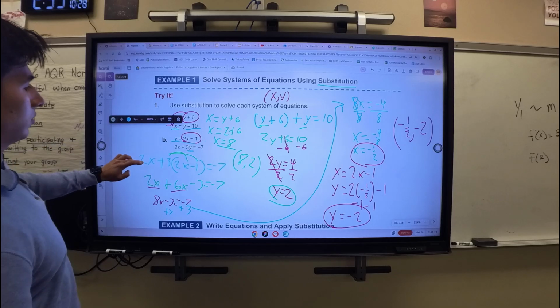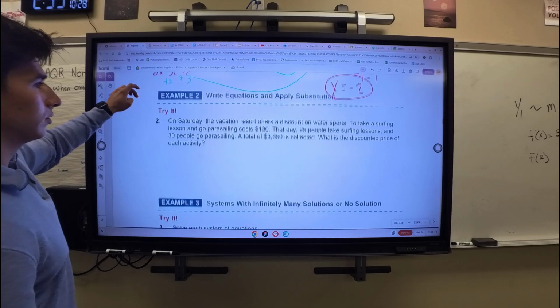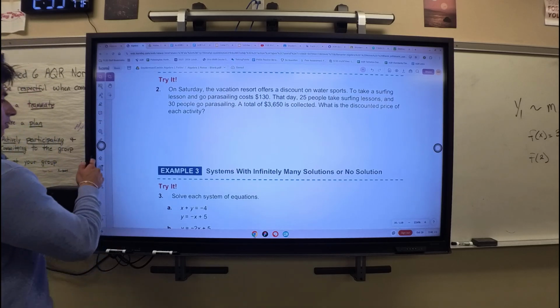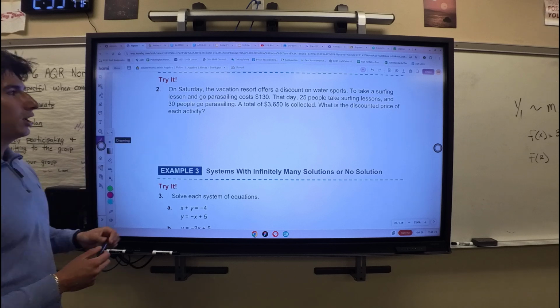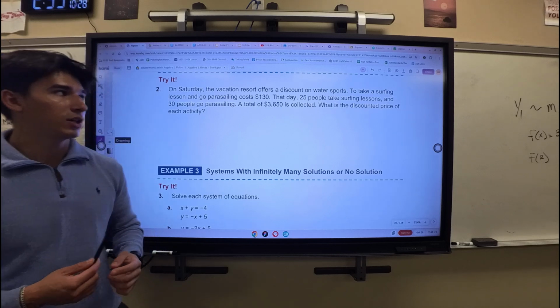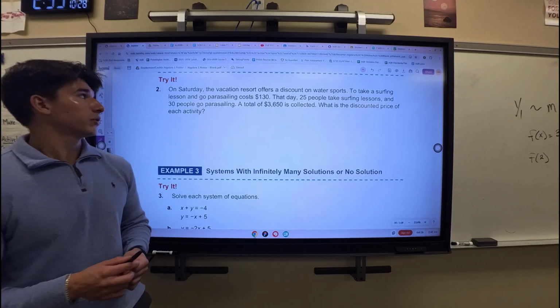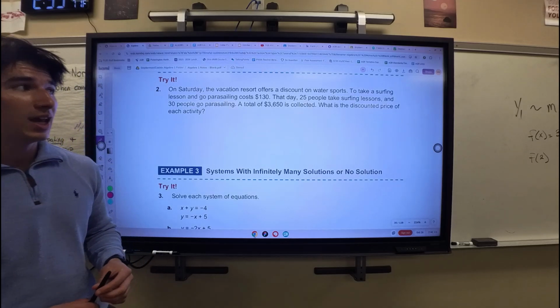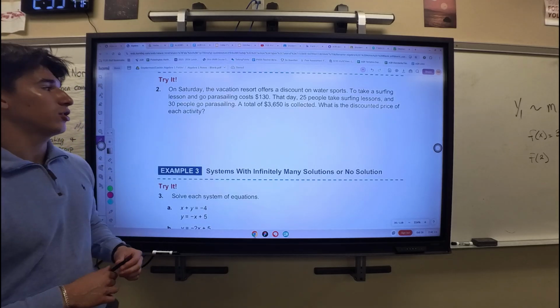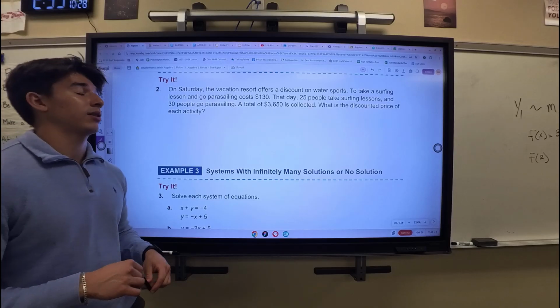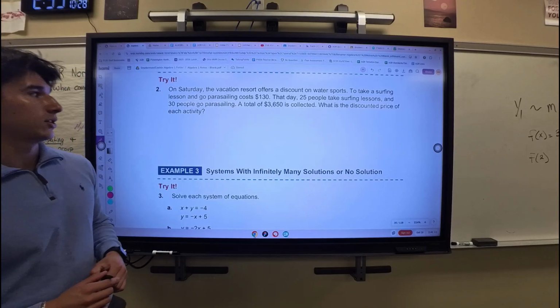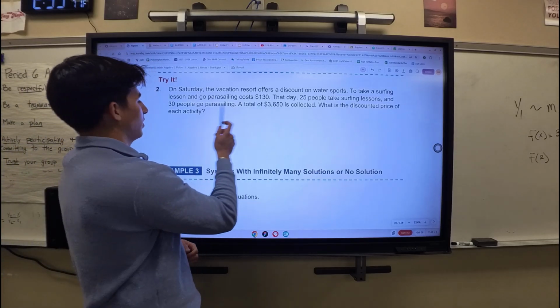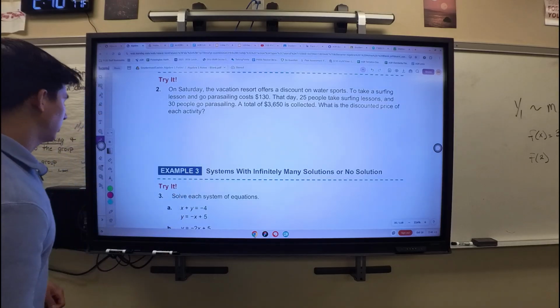Moving on to problem 2, we have a word problem. On Saturday, the vacation resort offers a discount on water sports. A surfing lesson and parasailing is $130. And on that day, 25 people surf and 30 people go parasailing, and they collect $3,650. And we need to find the price of both surfing and parasailing.